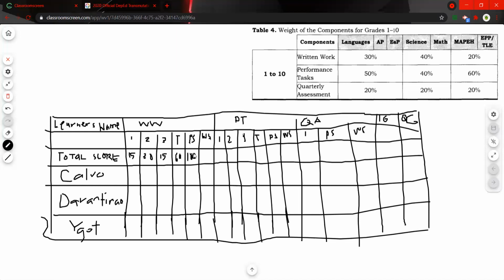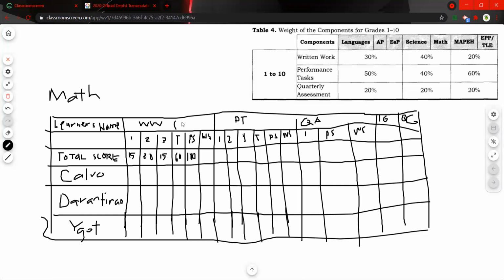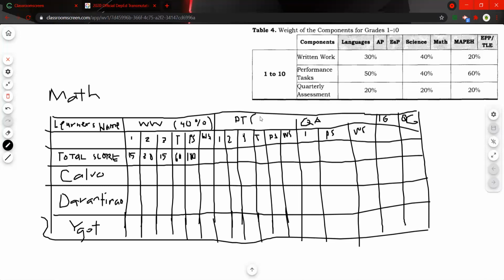Before we proceed, let's first identify what subject we are computing the grade for, because we need to identify it to know the percentages. For example, this is a math subject. So the percentages we will use are 40% for written works, while the performance task is also 40%.